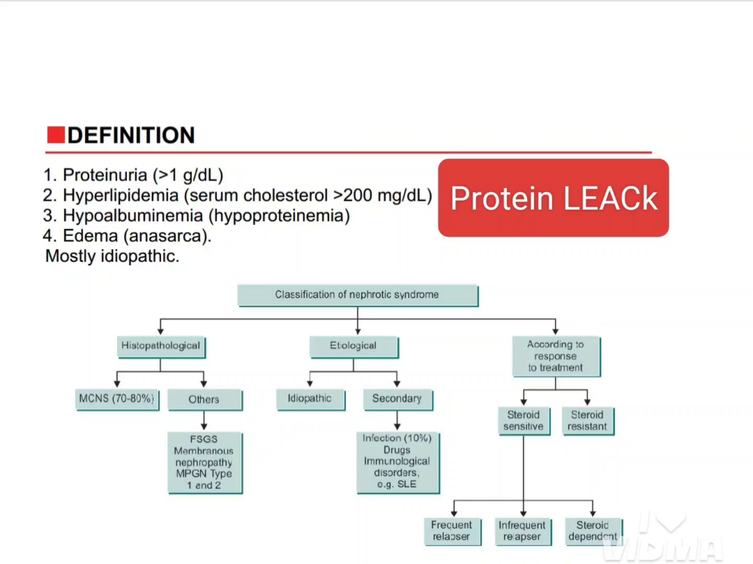Here the classification of nephrotic syndrome is given. The first one is investigation based, meaning histopathological. The second one is etiological based, and the third one is based on the response to treatment.